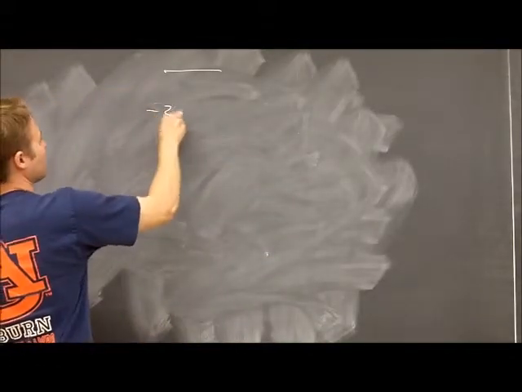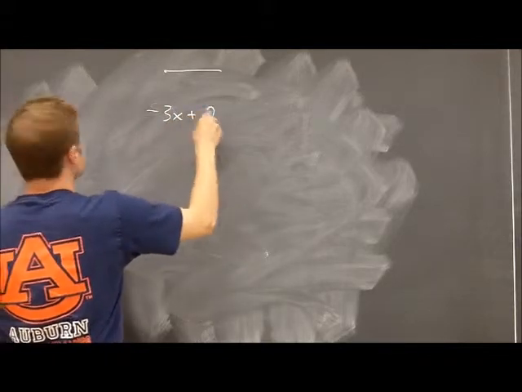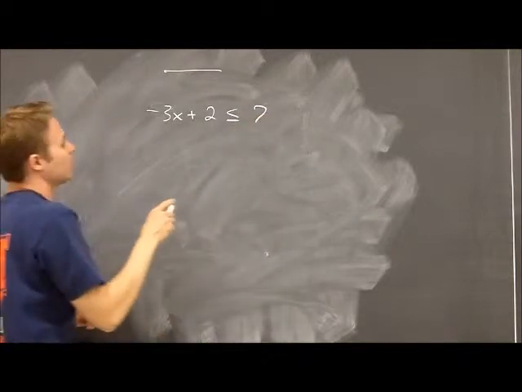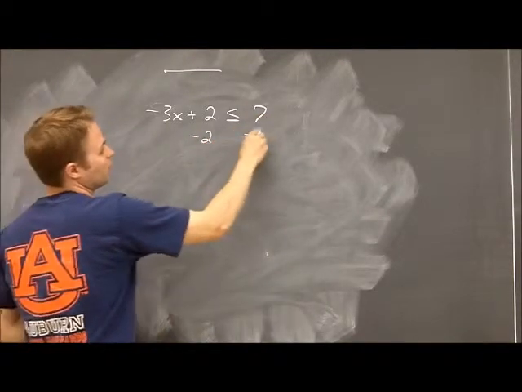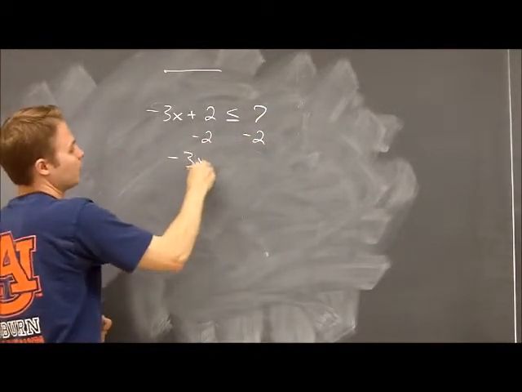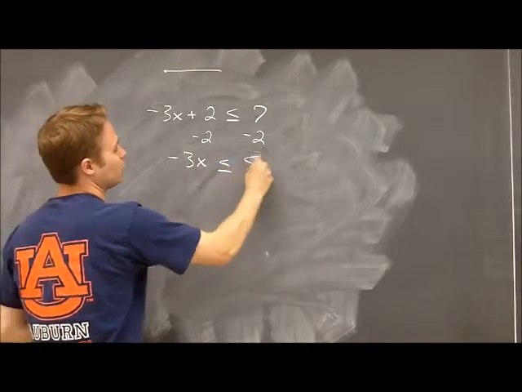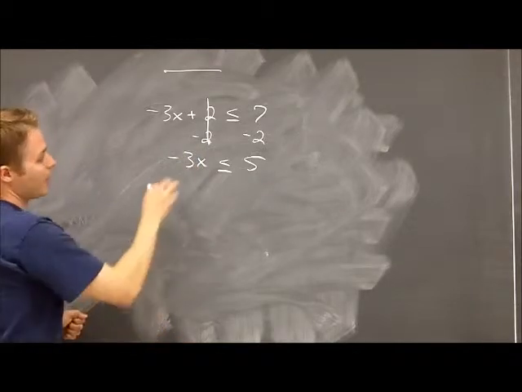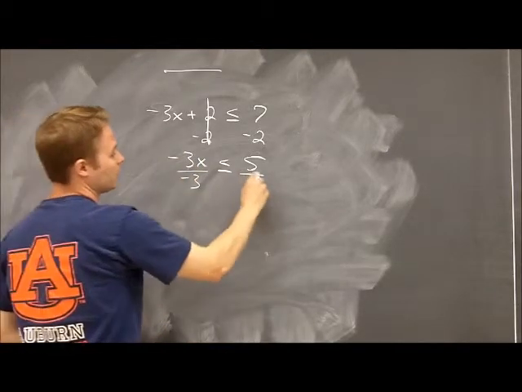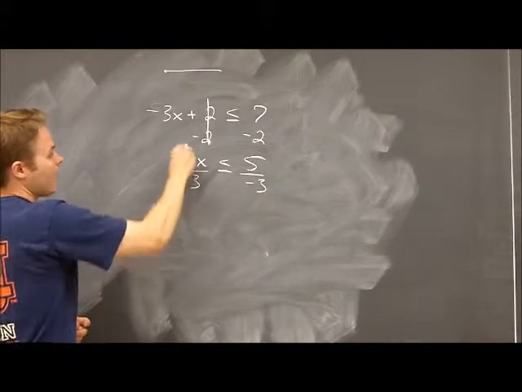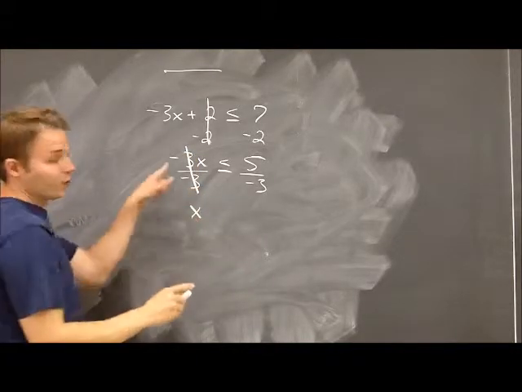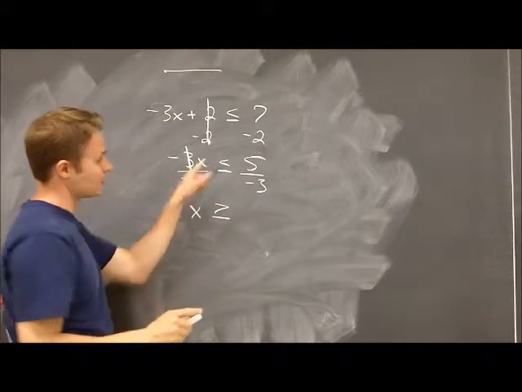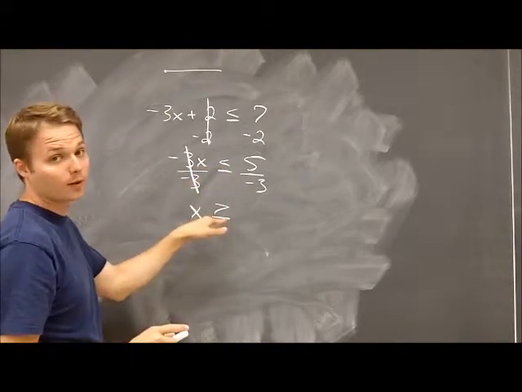We'll try a different one. So negative 3x plus 2 is less than or equal to 7. Again, I'll subtract a 2 from both sides, so I'll get negative 3x is less than or equal to 5, because this 2 cancels out. And now I'll divide by negative 3 to get rid of that negative 3 on both sides. However, I have to be careful here. Whenever I divide by a negative number, I have to switch the sign. So this less than or equal to will become a greater than or equal to at this point.